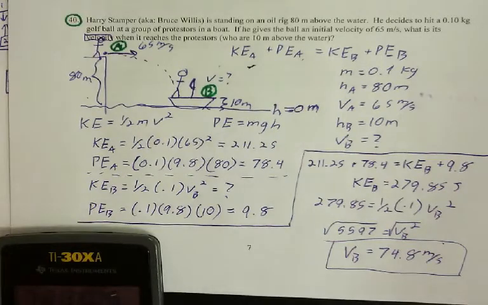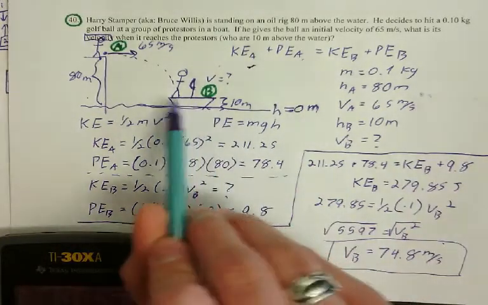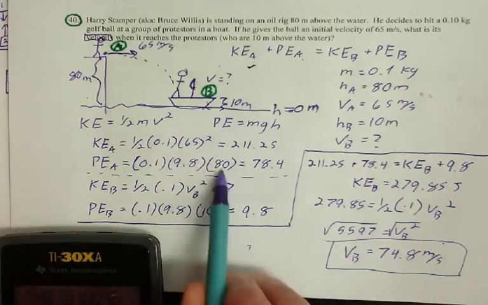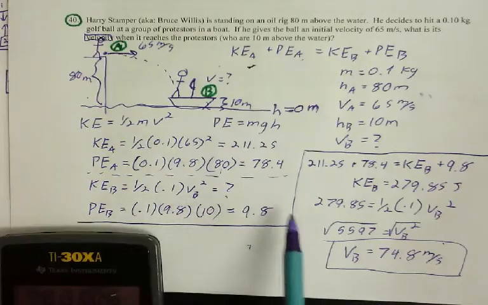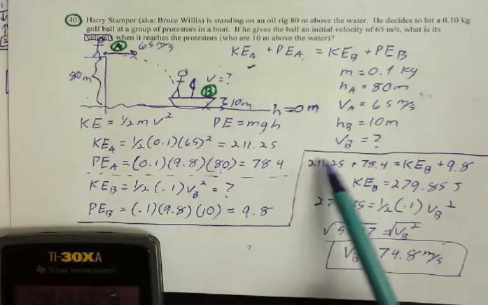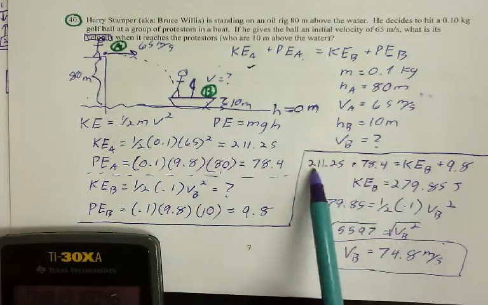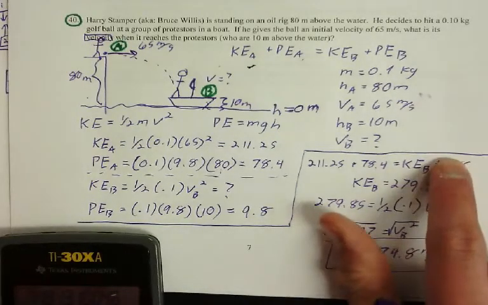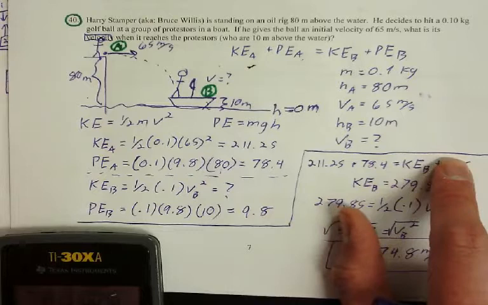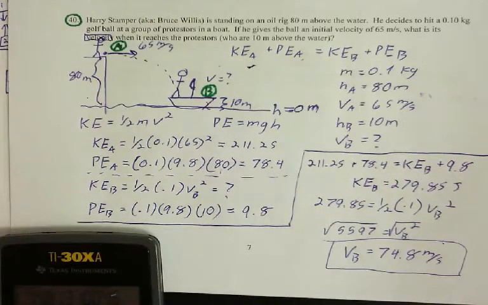So a couple other minor things you could do. If you wanted to call the boat 0, then this height would be 70 instead of 80, and this whole value for PEB would be 0. Okay, that means that your equation would be some number plus 0, or some number plus some other number equals KEB plus 0. So that would make solving it a little easier just from an algebra standpoint. But it won't change your answer. You'll get the same answer. Okay? All right, any other questions on 40?